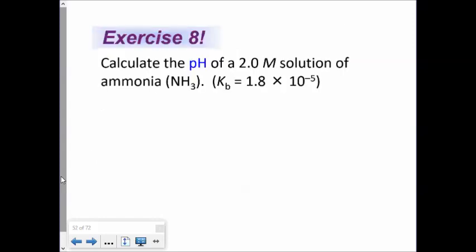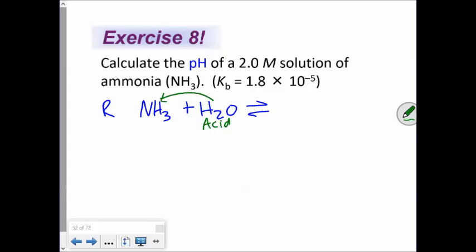Calculate the pH of a 2 molar solution of ammonia. So let's go ahead and start this out. What's the first step again? Reaction. And what's our reaction going to be here with the Kb? Reacting with water. Good. We're reacting with water. Now, which way is this going to work? Who's the donator here? Water. This is now acting as the acid.